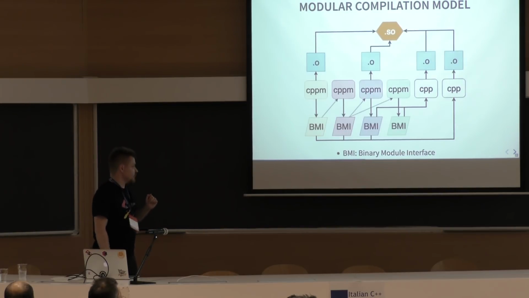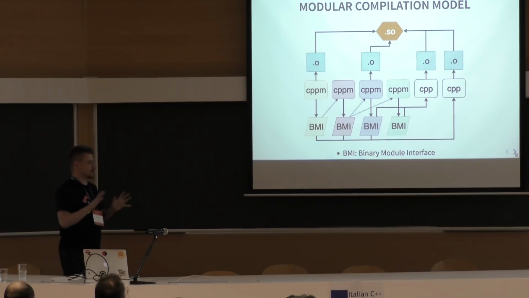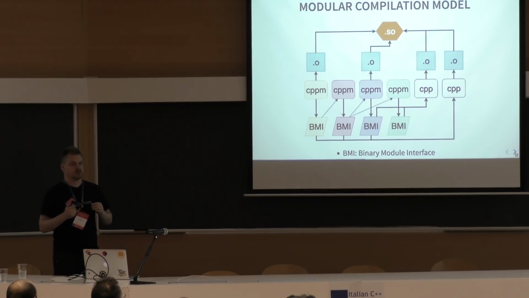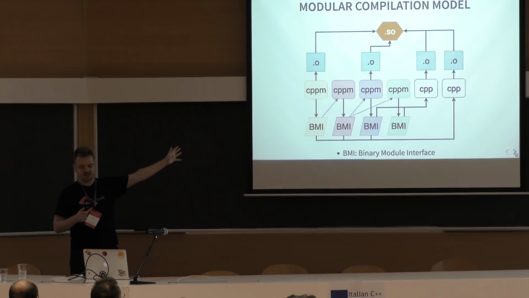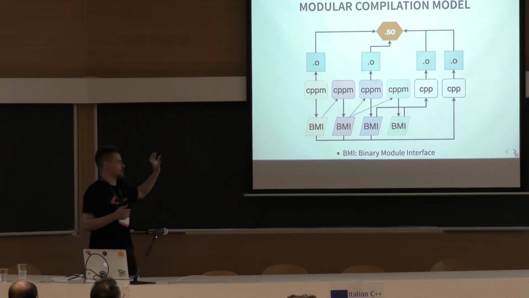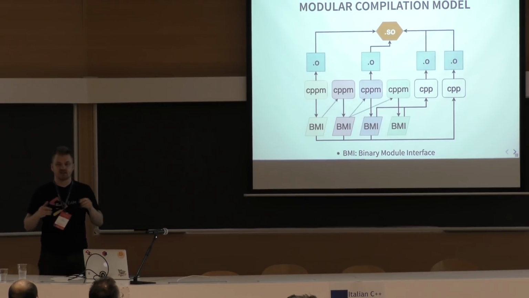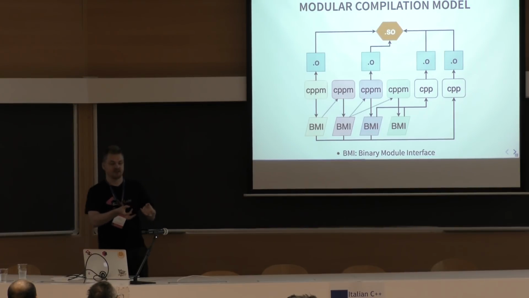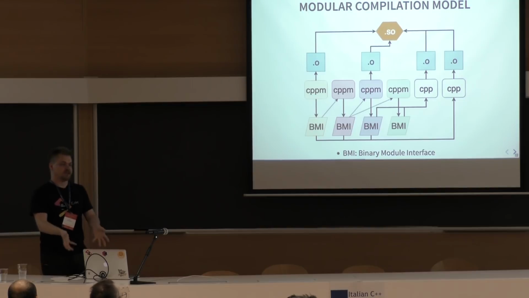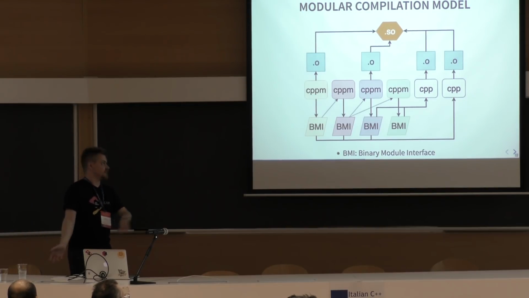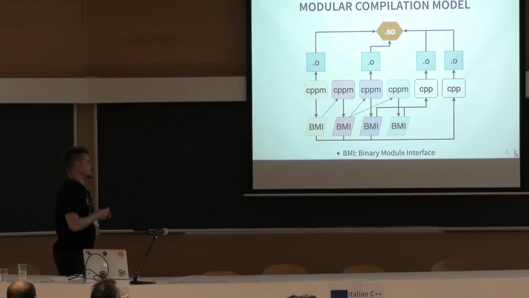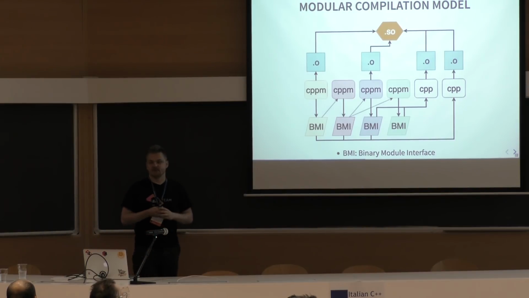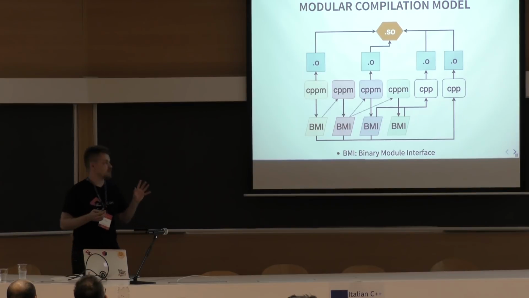Everyone knows that. With modules, it's kind of more complicated. It's a similar setup, but instead of headers, we have modules. So these CPPM files are module sources, and CPP are translation unit sources. And as you can see, each module source now has two artifacts. First, it may have an object file as before. If there is some function written in this module, it has to be put somewhere for the linker. It can have an object file, but also it has this BMI, which people call differently. I call it binary module interface.